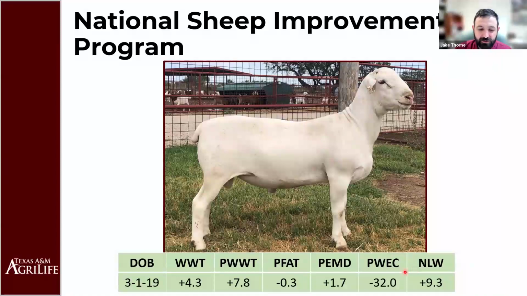And so there's some acronyms here I'll go through in case you're unfamiliar. WWT, weaning weight, post-weaning fat, post-weaning eye muscle depth, post-weaning worm egg count, and number of lambs weaned. And so there's different types of traits here. Weaning weight and post-weaning weight will be more growth-oriented. Generally, you would like those numbers to be higher than lower. Then post-weaning fat and eye muscle depth.